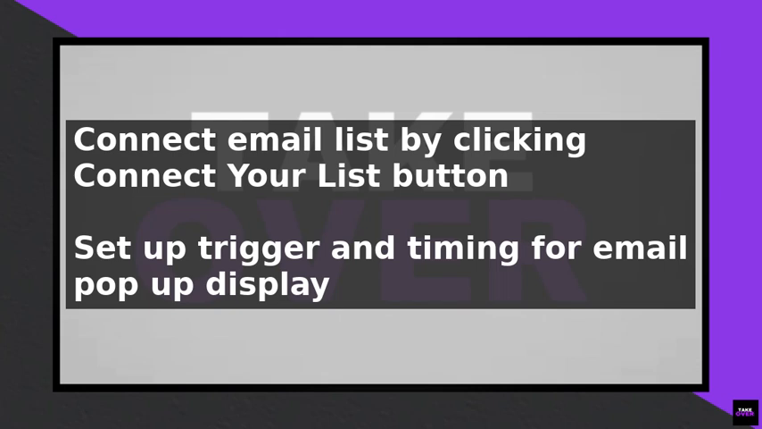Click on the Save button to save your email pop-up and then click on the Publish button to make it live on your website. Test your email pop-up by visiting your website and making sure it appears as expected. With these steps, you can easily add an email pop-up to your Wix website and start growing your email list today.